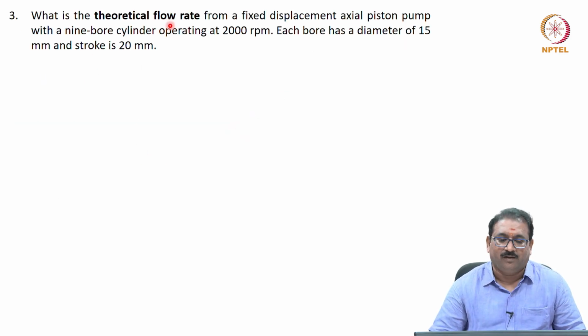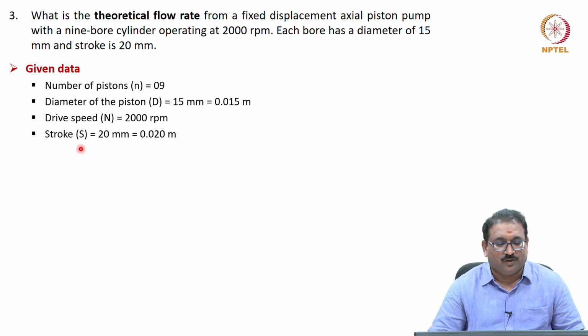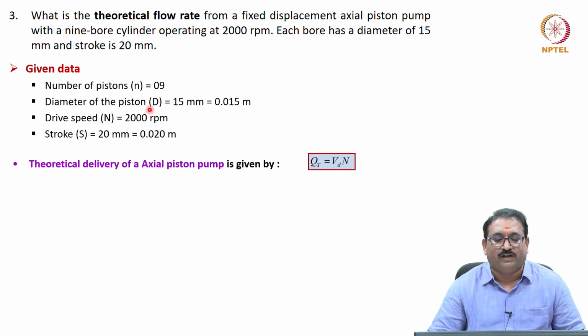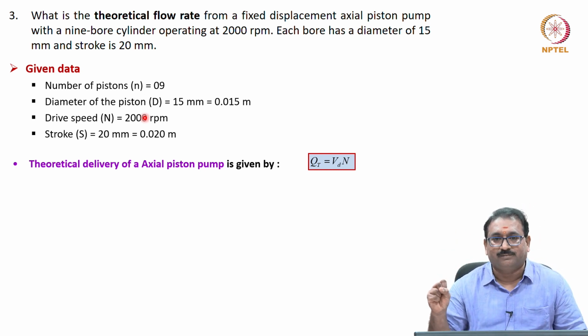What is the theoretical flow rate from a fixed displacement axial piston pump with a 9-bore cylinder operating at 2000 rpm? Each bore has a diameter of 15 mm and a stroke of 20 mm. Then given data: number of pistons, diameter of the pistons, drive speed, stroke. Please remember, friends, units are very, very important. You will convert all into single units. You don't convert one in meter and another in mm. All should be in the same unit.